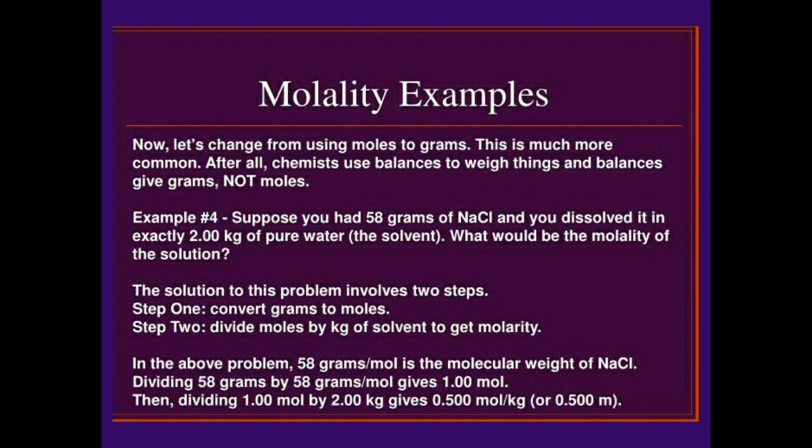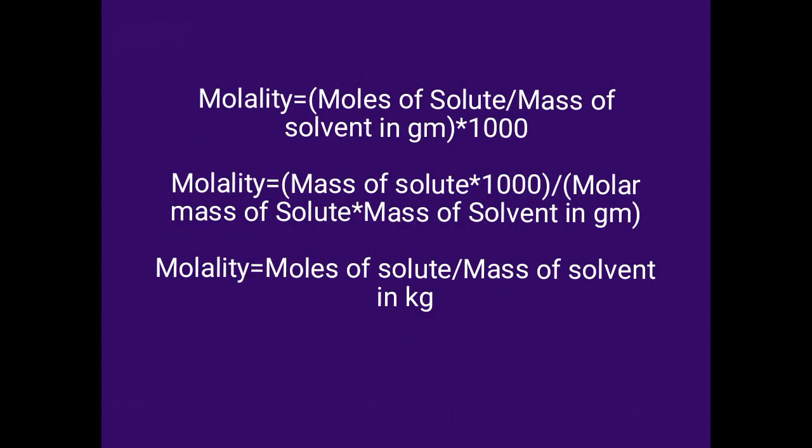So when we calculate the number of moles, that is mass upon molar mass, that is 58 upon 58, it will become 1. So 1 mole. We got 1 mole, and then we will put this in the formula of molality. The formula of molality is moles of solute, that is 1, upon weight of solvent in kilograms, that is given as 2. So 1 upon 2 will become 0.500 mole per kilogram, or 0.500 small m. Small m is the unit of molality.